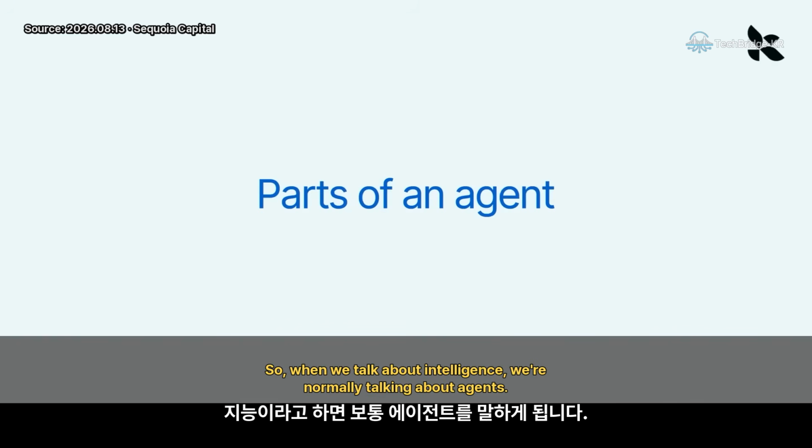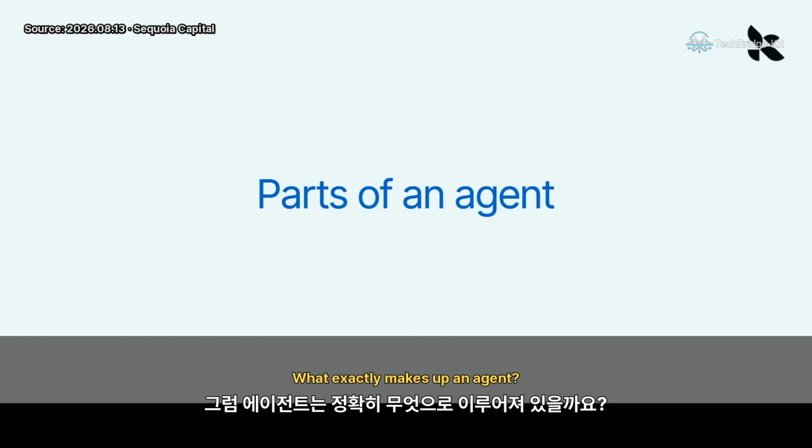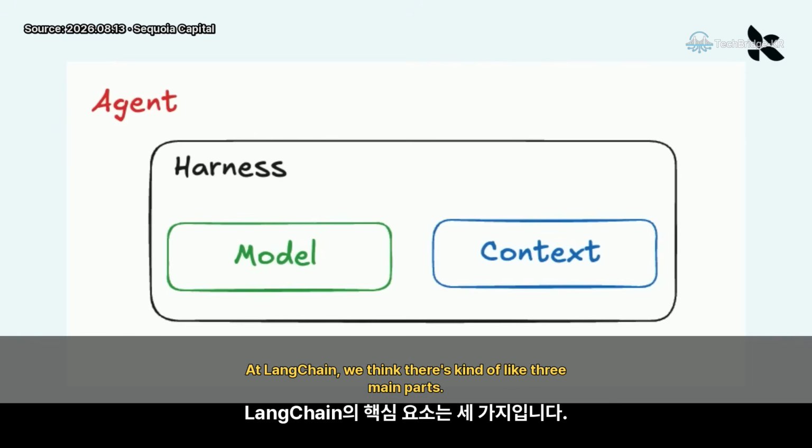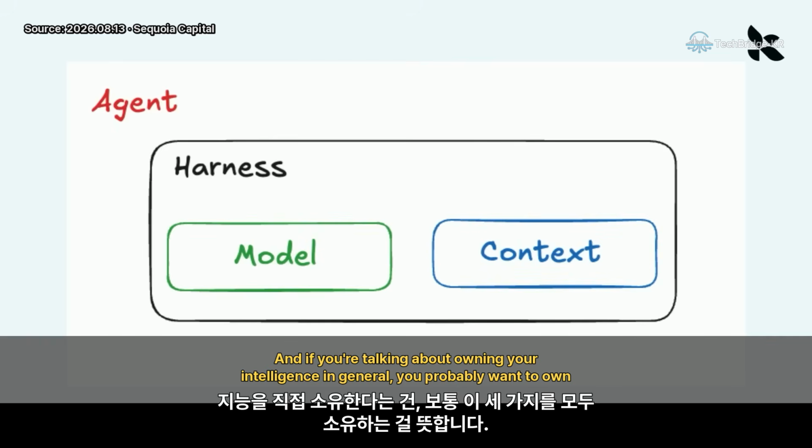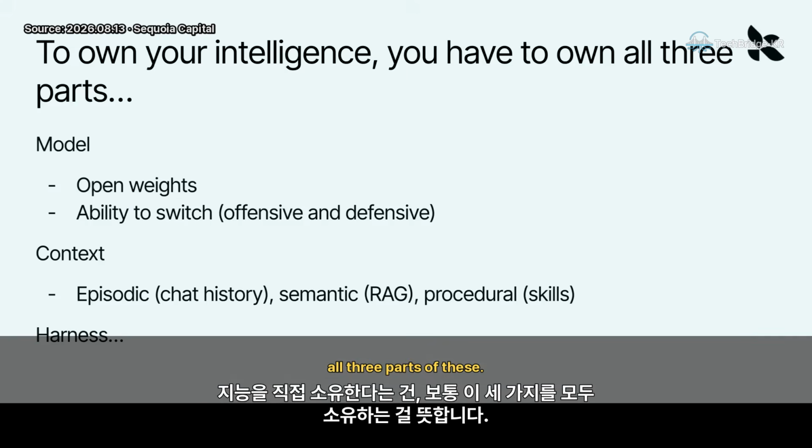When we talk about intelligence, we're normally talking about agents. What exactly makes up an agent? At LangChain, we think there are three main parts. There's a harness that orchestrates a model and some context. If you're talking about owning your intelligence in general, you probably want to own all three parts.